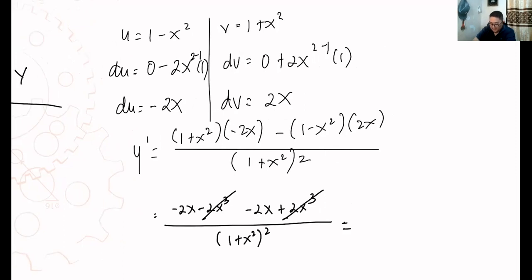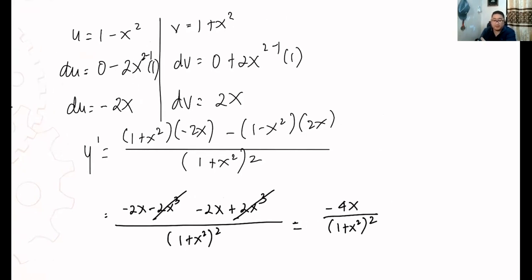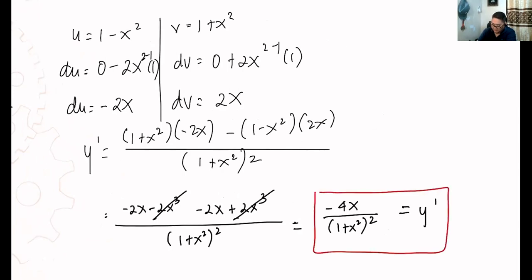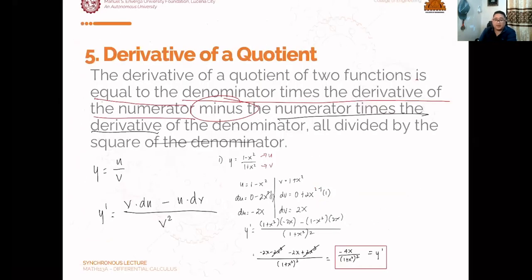So going back, combine natin yung like terms. So we have negative 4x all over 1 plus x squared. So kung wala ka nang masimplify, so halimbawa yung denominator, kahit i-expand mo, hindi mo na masisimplify yung numerator and denominator, pwede mo na siyang i-leave as is, no? So pwede natin sabihin na this will be our derivative for the given problem. Okay? So applying yung derivative of quotient formula, we are able to get yung derivative ng function natin in fraction form.